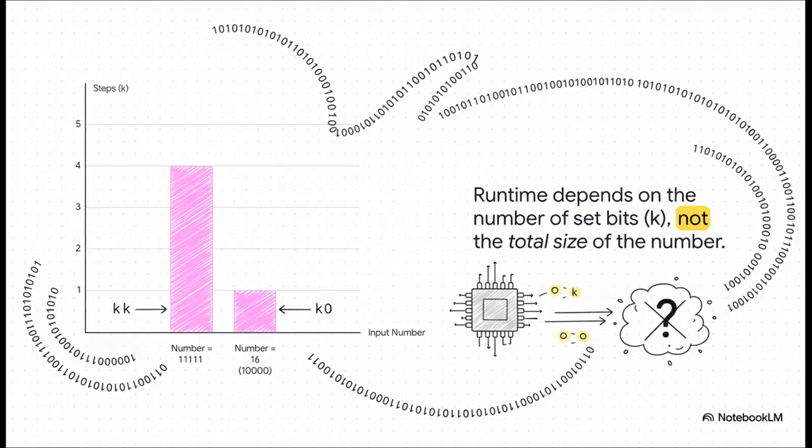And this is why that algorithm is so stinking smart. Its speed, what we call O(k), isn't about how big the number is. It's about how many bits are turned on. So for a number like 15, which is 1111, yeah, it takes 4 steps. But for 16, which is 10000, just 1 step. It's a total game changer for numbers that don't have a lot of ones.